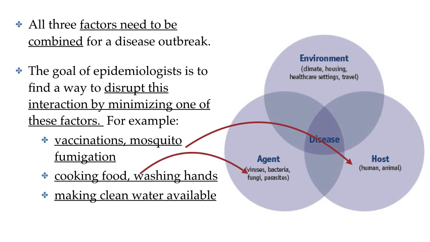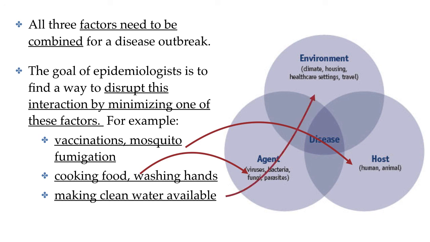Cooking food, washing hands, that disrupts the agent. For example, washing your hands for over 20 seconds kills the viruses in your hands and the bacteria in your hands. Well, then that disrupts the agent. Or when you cook food or boil water that has been contaminated, you're basically heating and killing the agent. This is affecting the agent directly. You're killing the bacteria, you're killing the virus, you're killing the parasites and fungi.